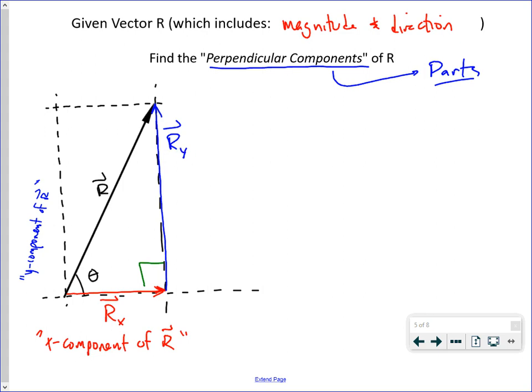All right. Now the question is, how do you find those perpendicular components? Well, we already know their directions. Ry points along what we call the y-axis, right? So right now we're using a coordinate system where we call that the positive x, and we call that the positive y. So we know the direction of Ry. The question is, how do we find its magnitude? We know the direction of Rx. The question is, how do we find its magnitude?